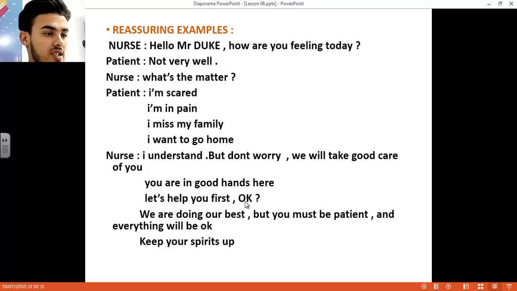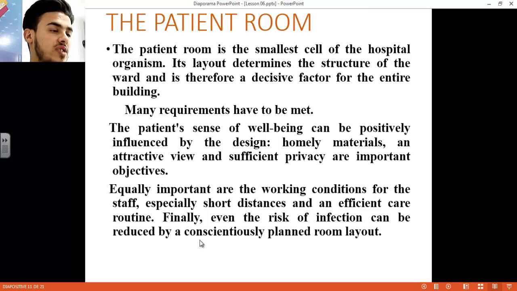So the nurse is trying to not make the patient worry. By talking that way, he is helping him to avoid this stress. We are doing our best, but you must be patient and everything will be okay. Keep your spirits up. We will see the role of the nurse in the patient's room.